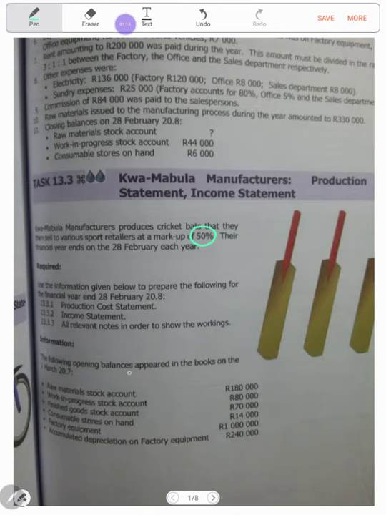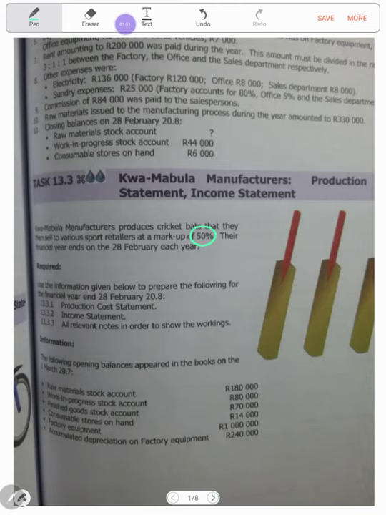Information. The opening balances appear in the books on the 1st of March 20.7. Please note that when we are doing cost accounting, we basically want to figure out how much the business spends on producing the goods that they are going to be selling. It's the cost of the production. Simple and easy to understand.